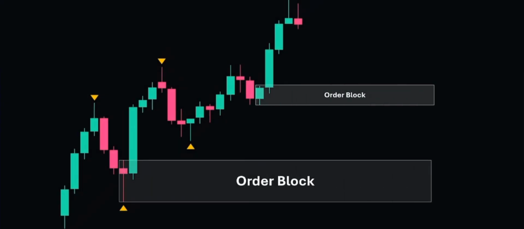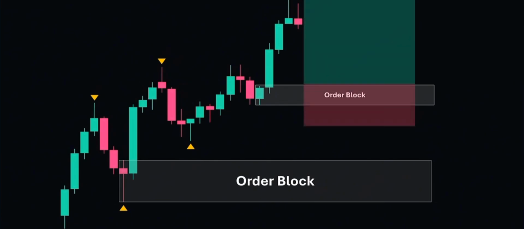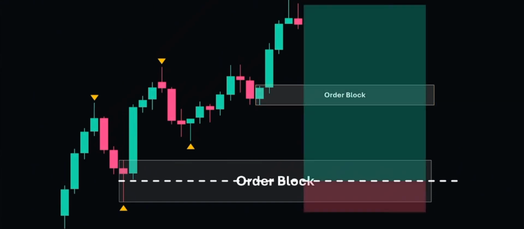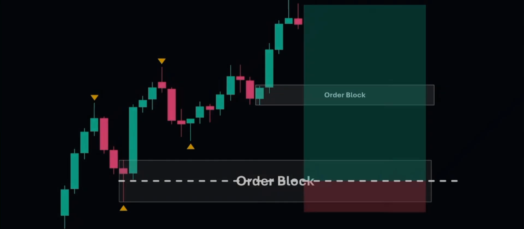Order blocks can be small or very large. When the zone is small, we should use a wider stop loss below it, because even though order blocks are strong supply and demand areas, the price doesn't always reverse exactly from this box. We need to give it some room to breathe. On the other hand, when the order block is large, you can place your entry around the middle of the zone for a better price, or switch to lower time frames to look for confirmation and rejection signals.